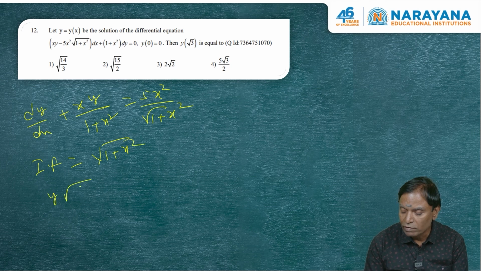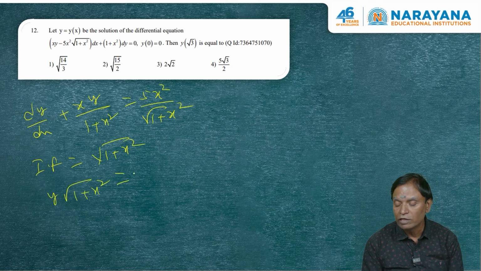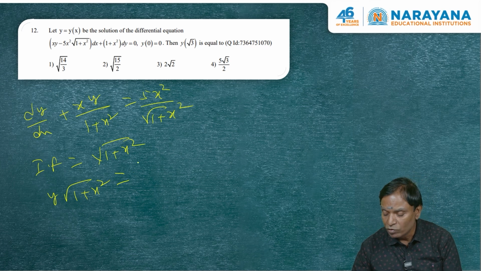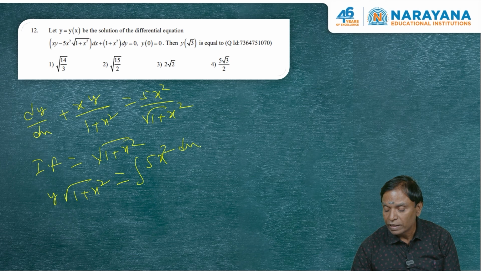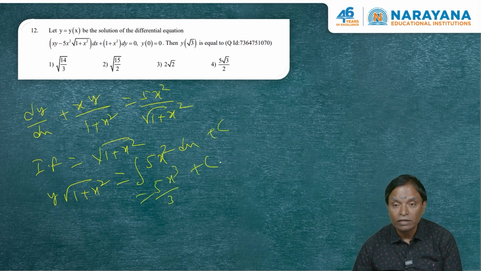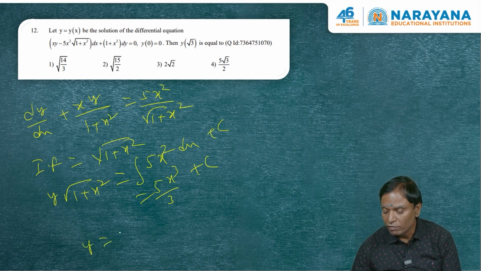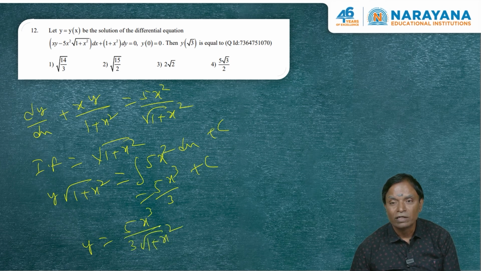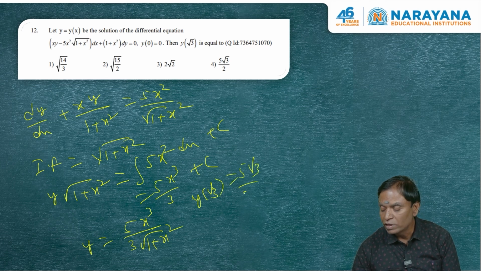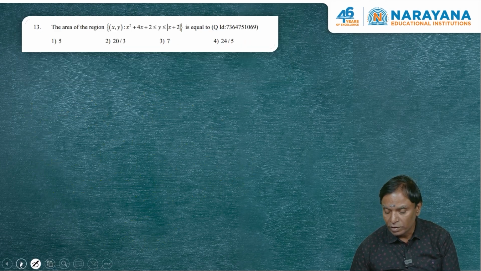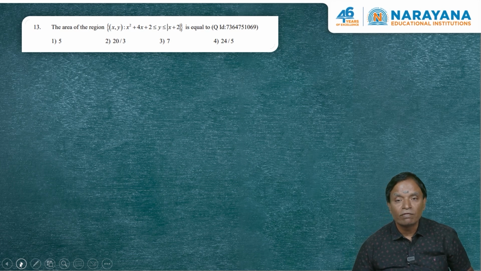So the solution of this equation is y into root of (1 plus x square), that is y into integrating factor, is equal to the integral of Q into integrating factor dx plus c, which gives you 5x cube by 3 plus c. You are given that y of 0 is equal to 0, which gives you c is equal to 0. Your function reduces to 5x cube by 3 root (1 plus x square). Now you can calculate y of root 3, which gives you 5 root 3 by 2. Now let us go to the next problem. Area of the region.